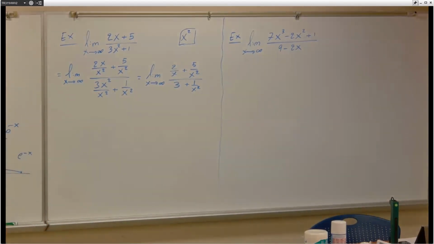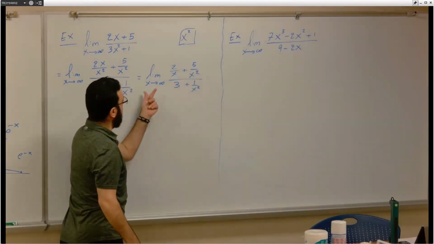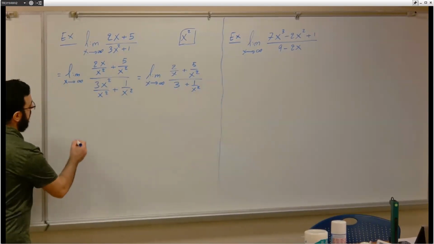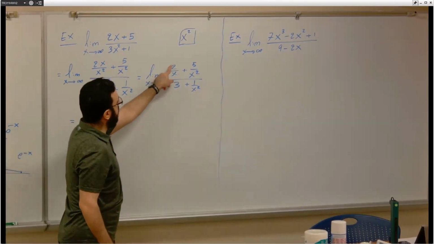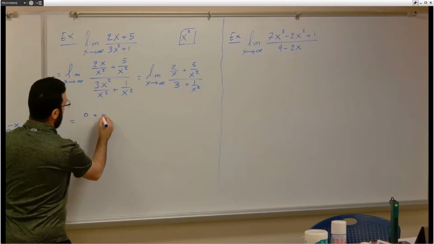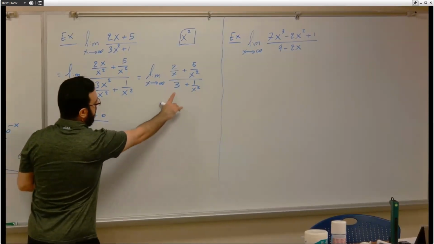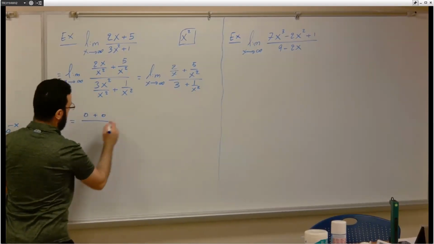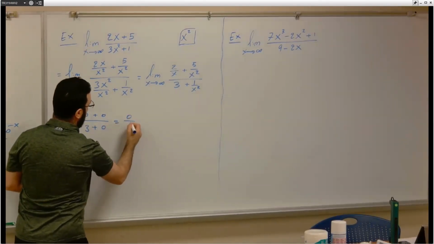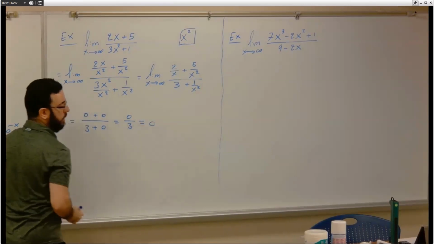Now, next step, you're just distributing the limit, because you can take the limit of this part, the limit of the second one, the limit of the third one, the limit of the fourth one. So the limit for 2 over x is going to be 0. The limit for 5 over x squared also is going to be 0. This is a constant, it's going to be 3. This is going to be 0. So it's going to be 0 over 3, which is 0.